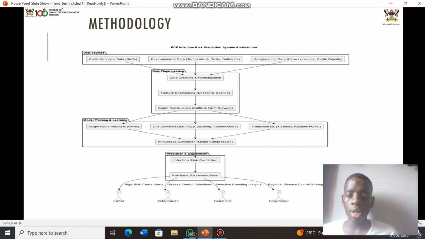About all this above, we did the knowledge distillation, which included the teacher model and the student model. We deployed the infection risk prediction, and these risk-based recommendations were deployed using FastAPI, with Streamlit Cloud used to deploy the UI, and the FastAPI provided these predictions.